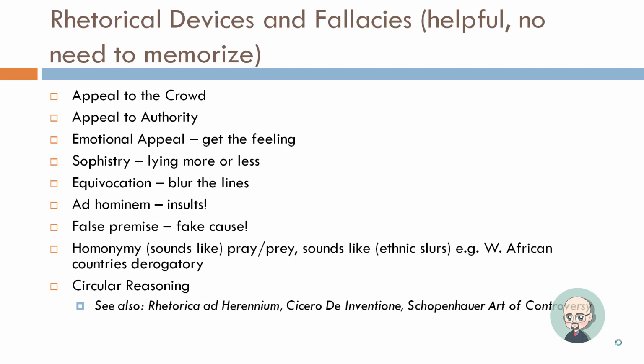Circular reasoning. Okay, that just means you use tautology. And that means you say, it's right because it's right. That makes no sense. But sometimes people will buy that. That's a fallacy, but sometimes people use that.